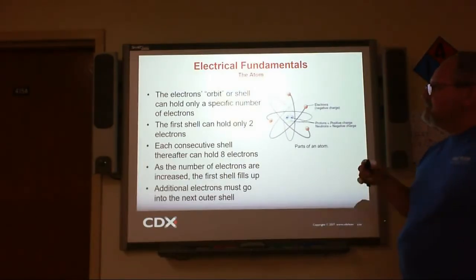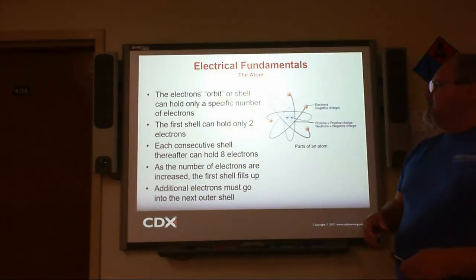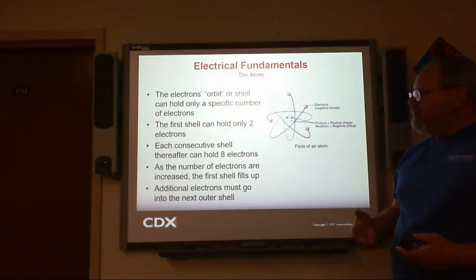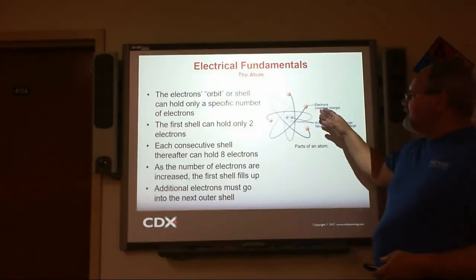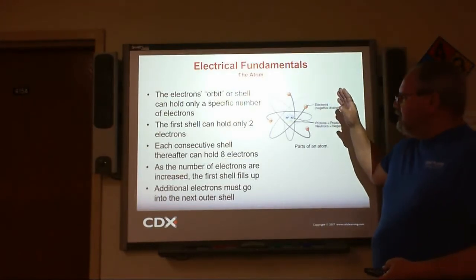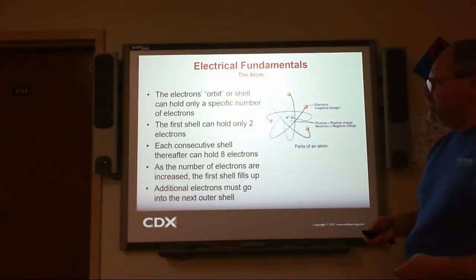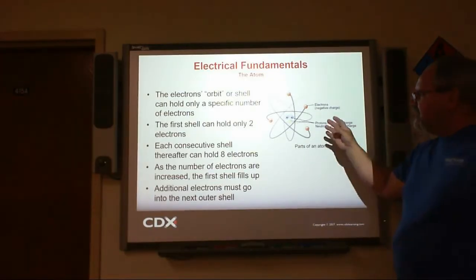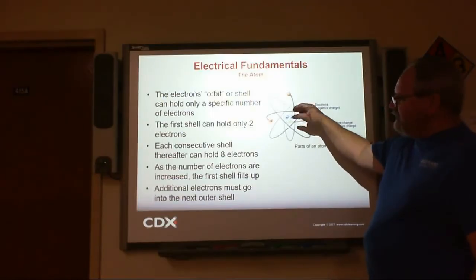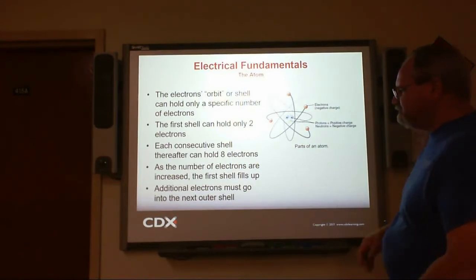Now the electron's orbit, or the shell, can only hold a specific number of electrons. The first shell closest to the nucleus can only hold 2 electrons. Consecutively after that, as we add electrons to the atom, the consequent shells can hold up to 8 electrons. We call that the octet rule. So as the number of electrons increases, the shells get filled, 2 in the first one, and then 8, and so on as we add electrons.